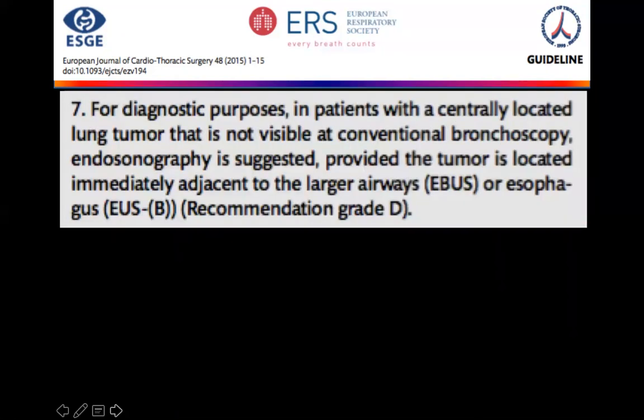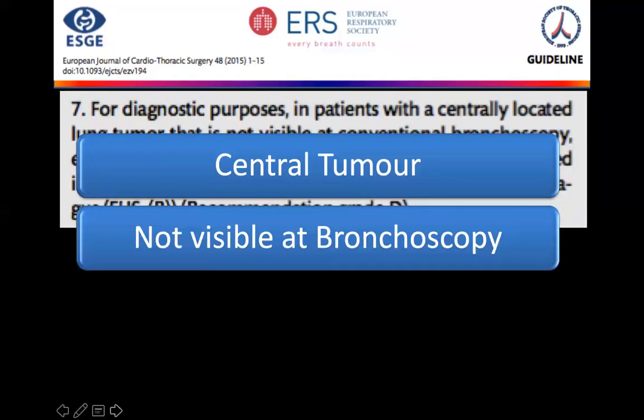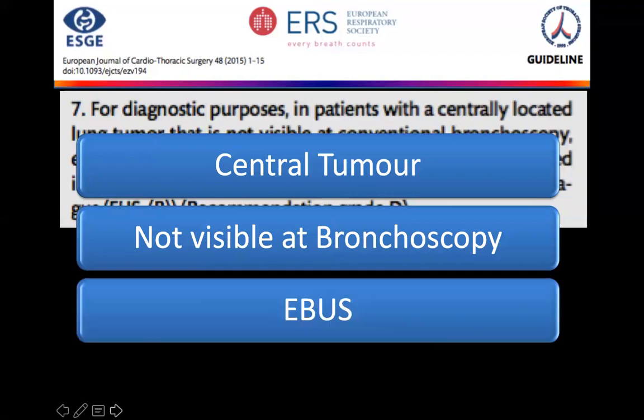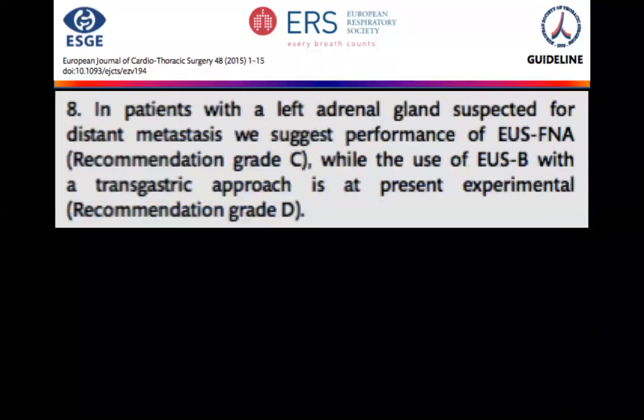Okay, the next level of recommendation says that in a central tumor, not visible at bronchoscopy, an EBUS is recommended or an EUS is recommended. We spoke about what is the modality. So though the tumor may not be endobronchial, EBUS will actually help you get a biopsy, okay? And EUS will help you to get the lymph nodes from the outside.